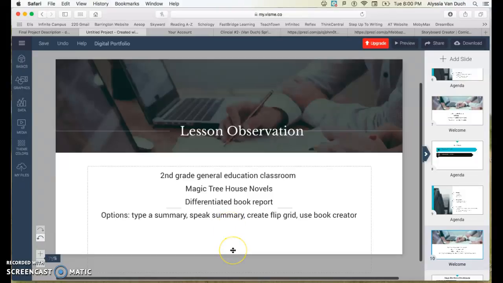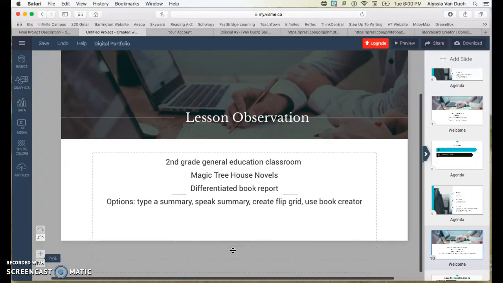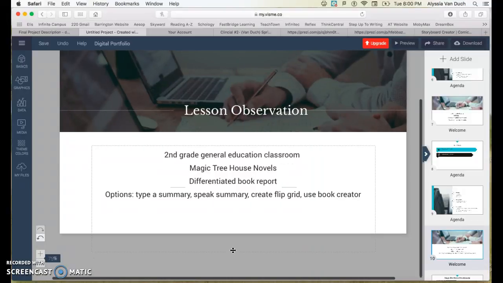And then the third part was a lesson that I observed. So I went into a second grade general education classroom where the students were putting together their Magic Treehouse novels for their presentations. So the teacher gave them three or four different options where they could type a summary on an app, where they could speak their summary into the app, where they could create a Flipgrid, or where they could use Book Creator.